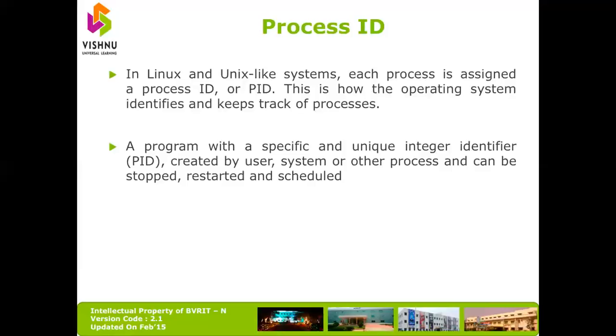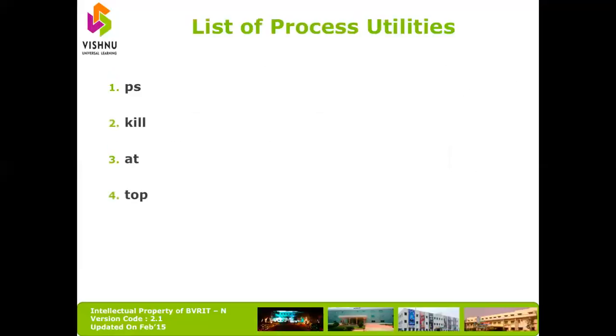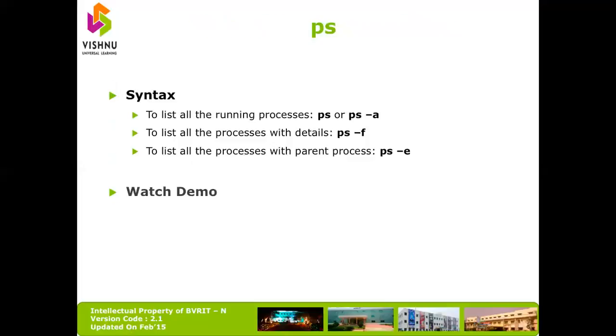In order to do that, we have multiple utilities or commands under process, which we call process utilities, and there are a total of 4. So what are those 4? First of all, we have a utility called PS, or process status. Then we have the second command, called kill. Then we have another command called add, and finally another command called top. One after another, we're going to review all of these, but we'll start with the first one, PS.